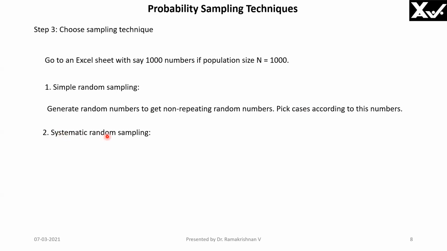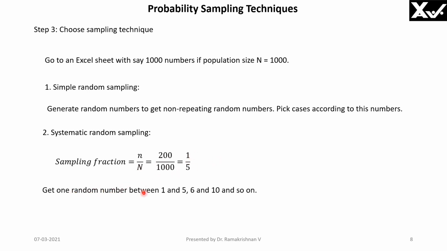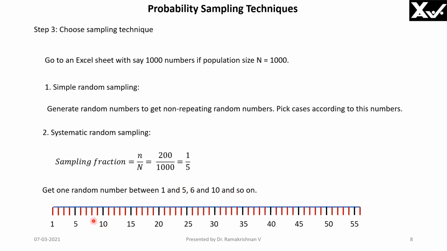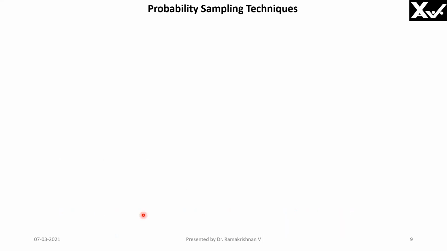Second one is systematic random sampling. Here what we do is we find out the fraction. Sampling fraction is sample size divided by population size. 200 by 1000, it is 1 by 5. That means we divide the population into 5 each. So get one random number between 1 to 5, 6 to 10, and so on. See, this is the population. I'm dividing into sets of 5. I'm selecting one random number from 1 to 5 and then select another random number 5 to 10. Likewise, I'm selecting random numbers and selecting the sample item, case, collect the sample data.